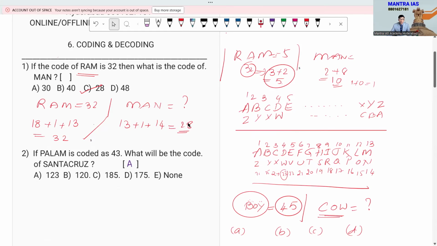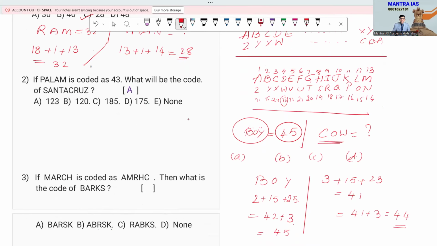Don't worry. Now please come to this point. PALAM is 43. What is SANTACRUZ? P-A-L-A-M, how is this 43? Just write the value: P is 16. If you know the letters, no need to check; otherwise, check it here. P is 16. A, no need of checking, everybody knows it is 1. L is 12, A is 1, M is 13. What's the total here? 3 plus 1 is 4, 6, 7 plus 6 is 13, 2, 3, 4. That's the reason adding the places you got 43.